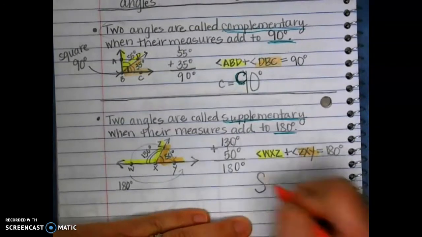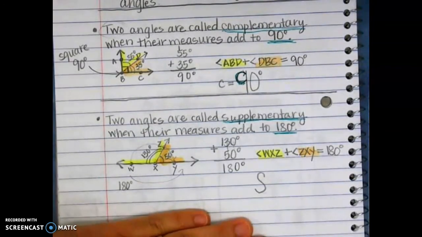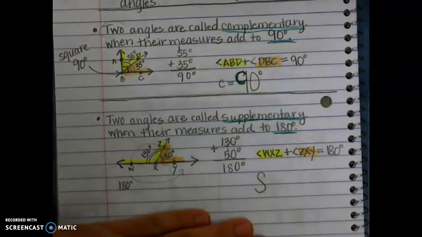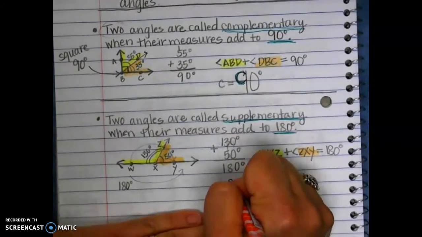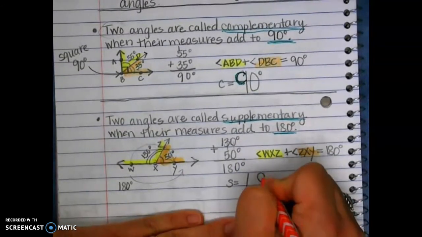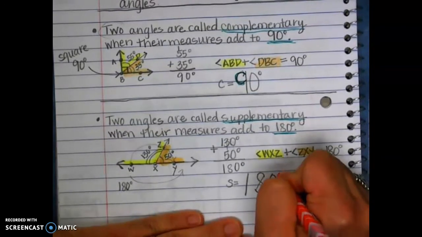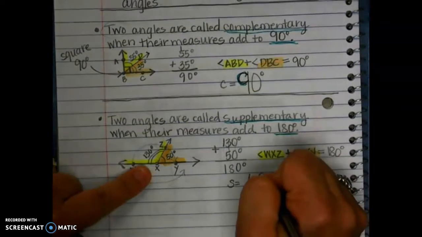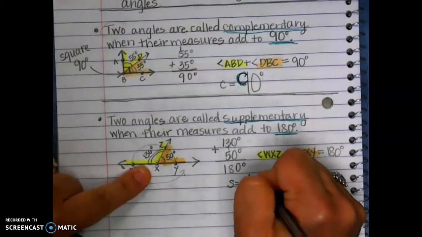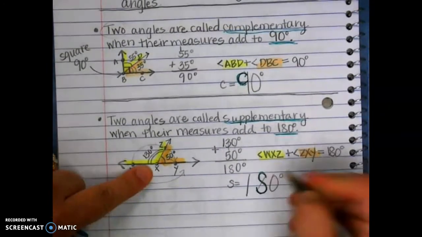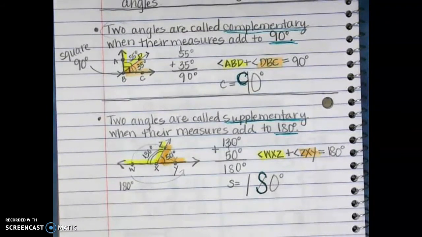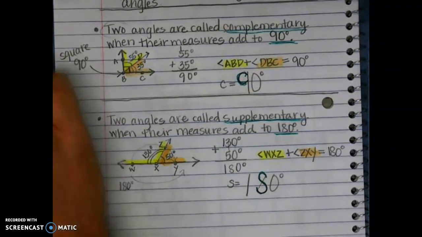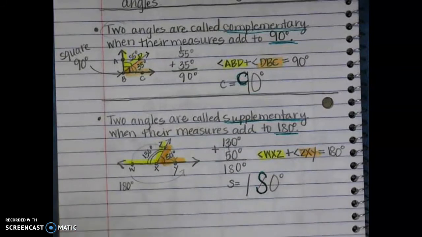So I'm going to do my S like this, and I am now going to turn that S for supplementary into 180 degrees. So I now have another way to remember or distinguish between complementary and supplementary. The S in supplementary helps me to remember there's an 8 for 180 degrees.